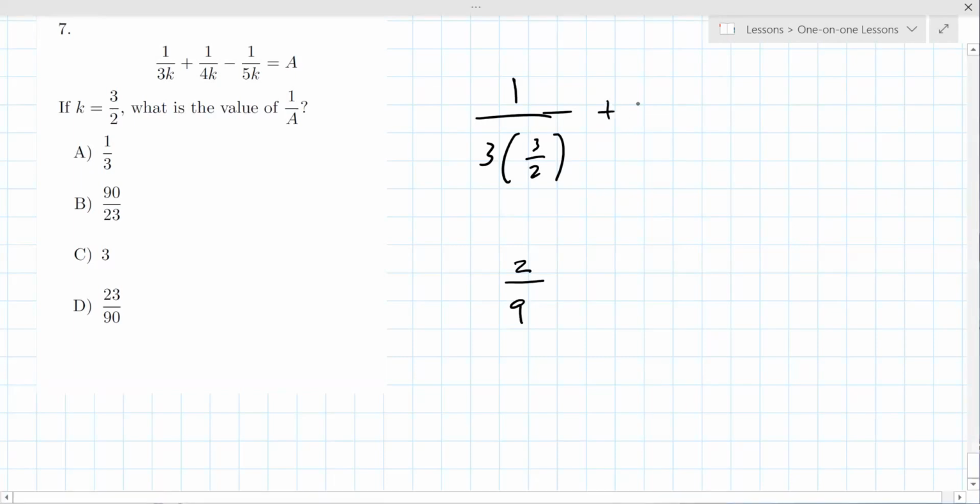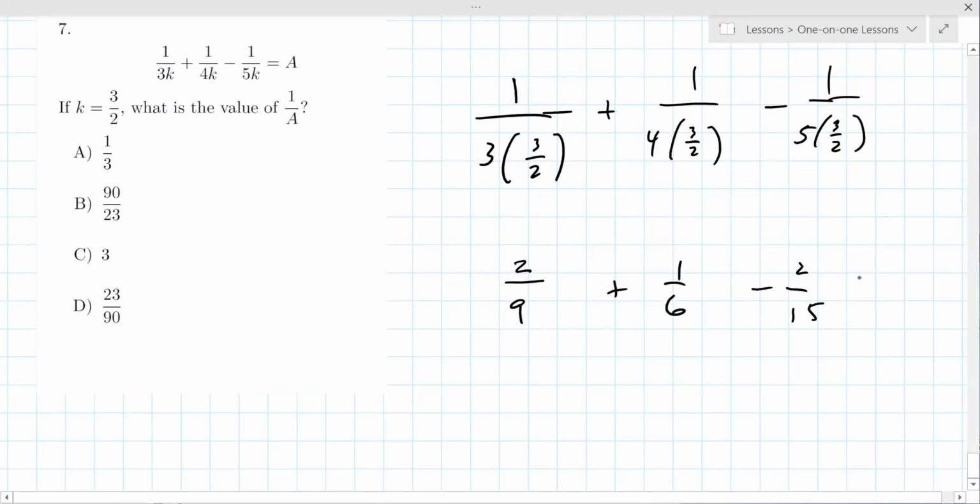Okay, so I got 2 over 9, 1 over 6, and 2 over 15. I think that's right. Now, oh boy, what are we going to do here? Well, you've got to make common denominators. Sometimes these help. See how there's a 90? I'd probably suggest doing 90. So this is 20, 6 times 15, so that's 15, and then 6, so that gives you minus 12 equals a.